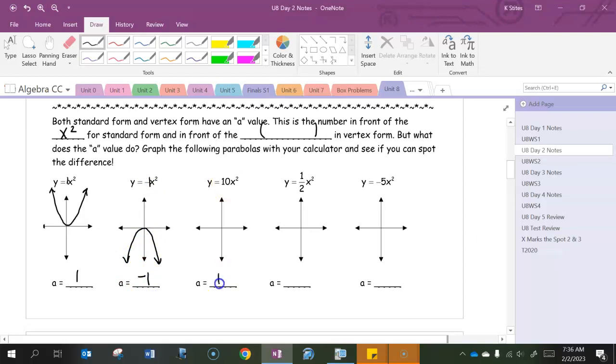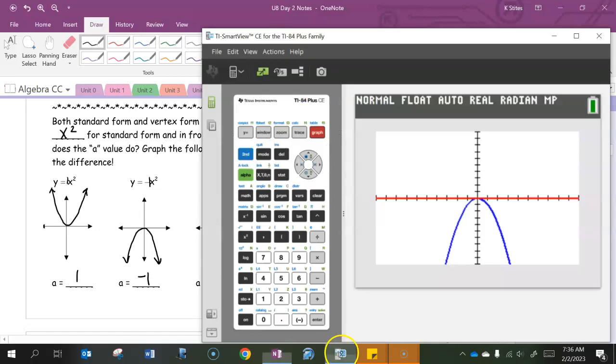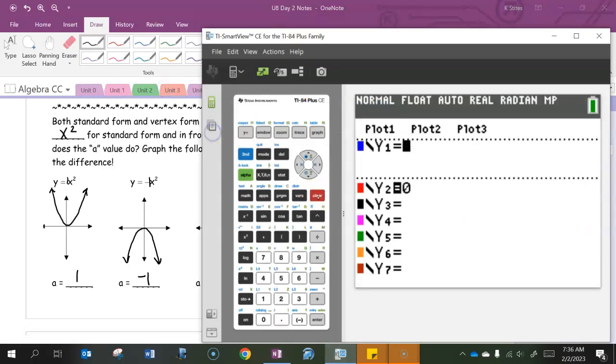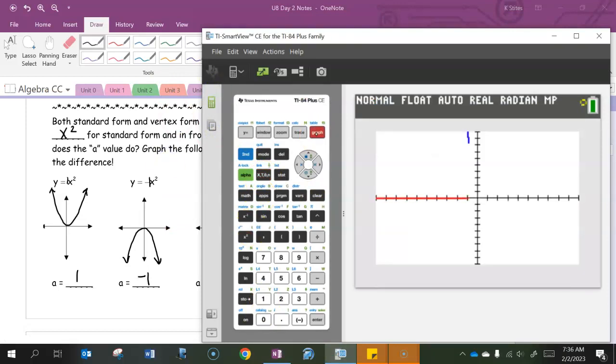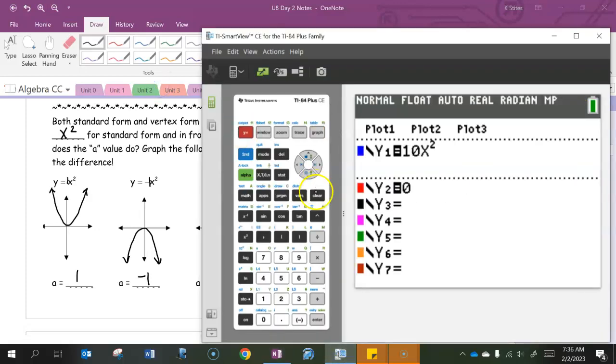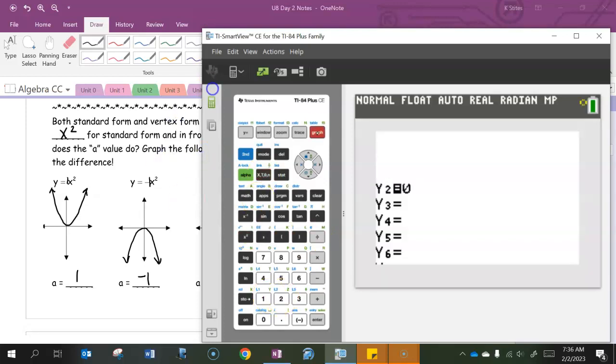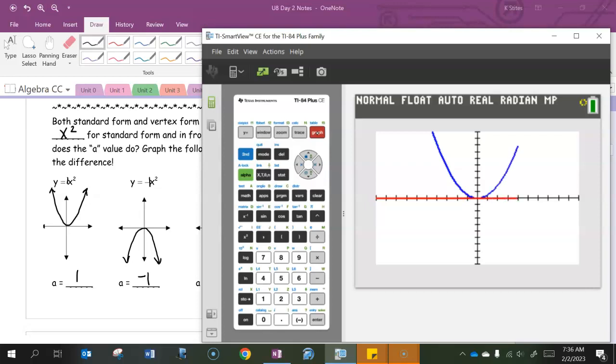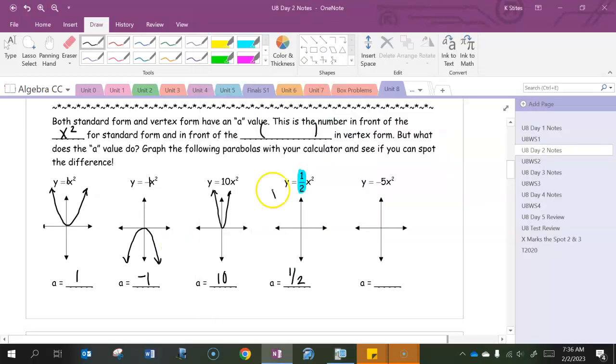This time our a value is 10. Okay, you can see that 10 in front of the x squared. Let's see how that changes this. Okay, you should notice it's a lot skinnier. Okay. All right, this time a value of 1/2. Okay, again, it's whatever's in front of the x squared. And this time it's significantly wider.